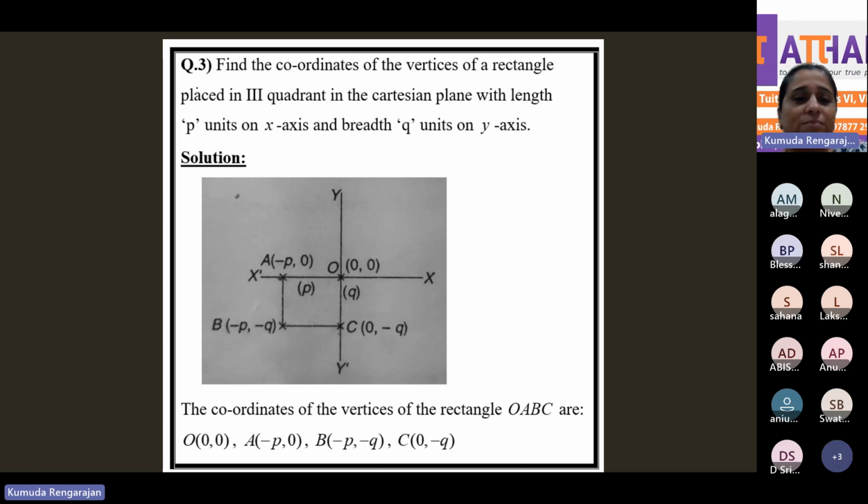The rectangle is placed in the third quadrant. This is one thing. Then the length of the rectangle is p units on the x-axis, that means from the origin. On the x-axis meaning from the origin. So that's not given, so we need to understand that. Length p units on the x-axis. P units on the x-axis from where? So from the origin.